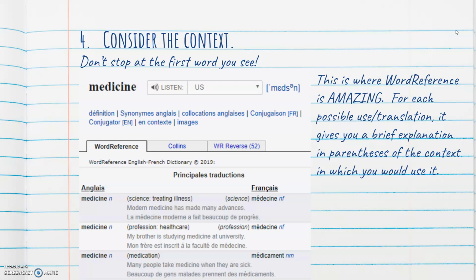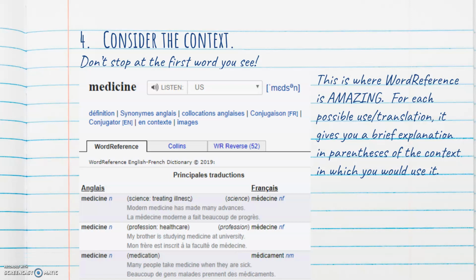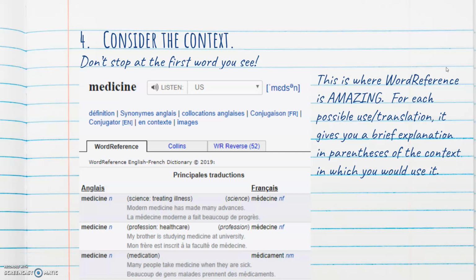After that, you need to consider the context. So the context is where WordReference will give you these explanations in parentheses of how that term is used. So you have that in addition to the part of speech. And remember, WordReference also will tell you whether a word is masculine or feminine, which is something else that's really important that we need to know. So we went through those last time, but we're not quite done. There's a little bit more.